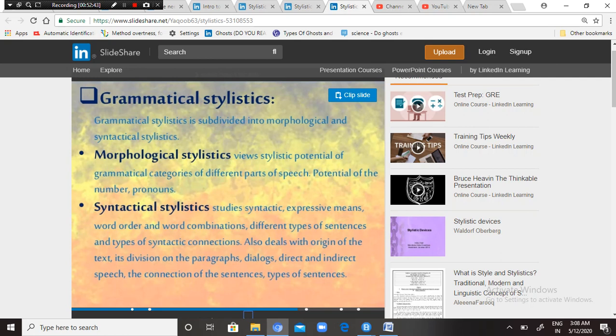and types of syntactic connections. It also deals with the organization of the text: its division into paragraphs, dialogues, direct and indirect speech, the connection of sentences, and types of sentences.